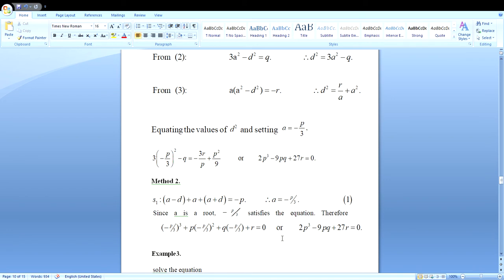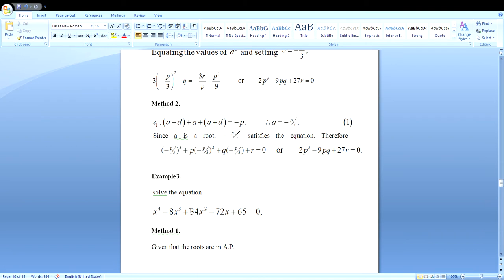Or simplifying this, you will get 2PQ minus 9PQ plus 27R equal to 0. Now we are going to solve a 4th degree equation whose roots are in AP. Solve the equation x power 4 minus 8x cube plus 34x square minus 72x plus 65 equal to 0, whose roots are in AP.